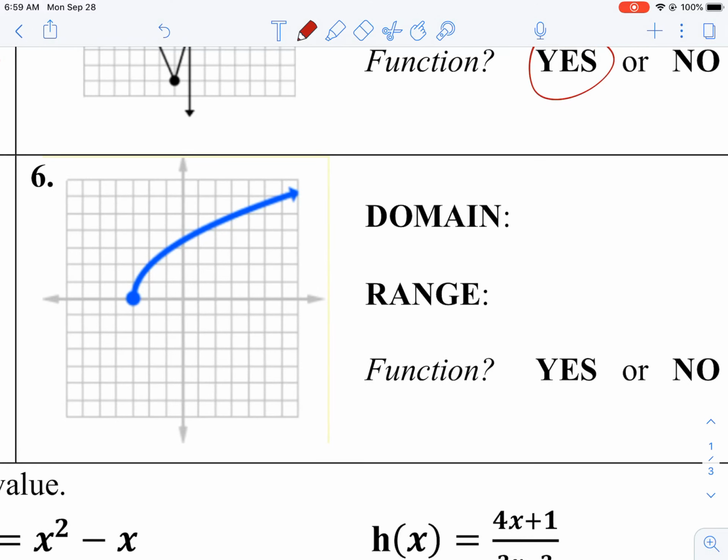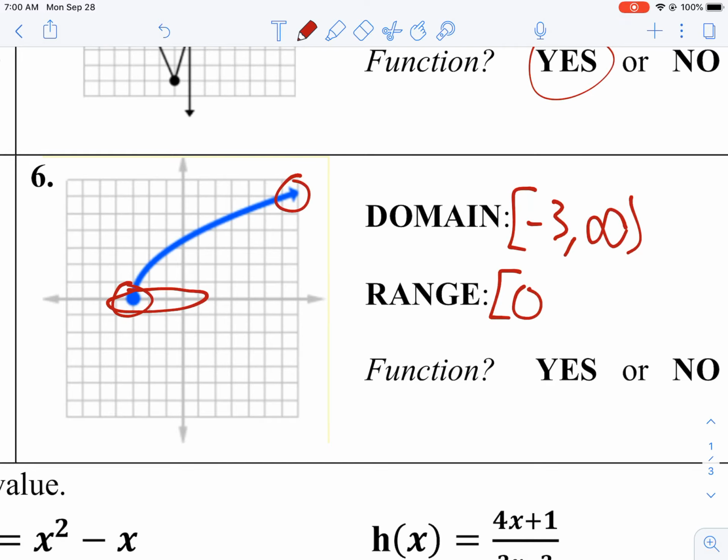Number 7, domain. So we have far right and far left. On far left we see a point. That point is at -3. On far right we see an arrow, so that's infinity. Range are actually the same 2 points. Our lowest point, its y value is 0. And then on top we have an arrow, so that's going to infinity. And is this a function? Again, yes, this is the square root function.